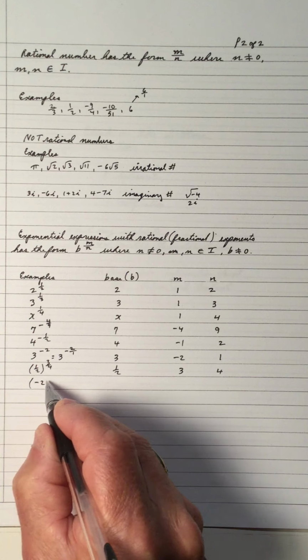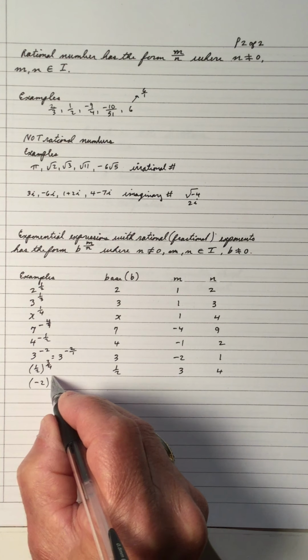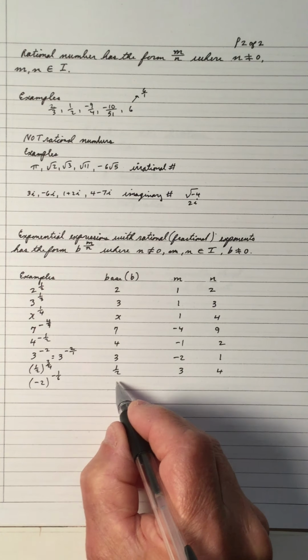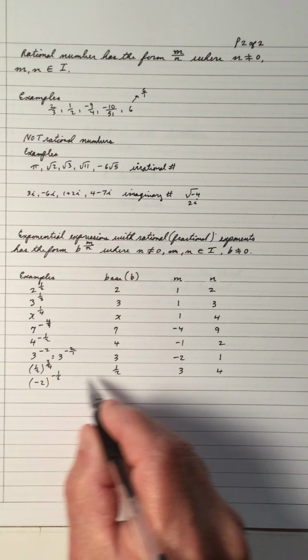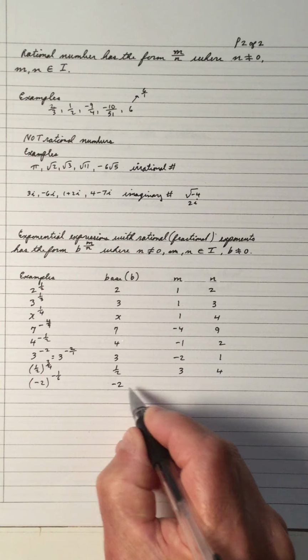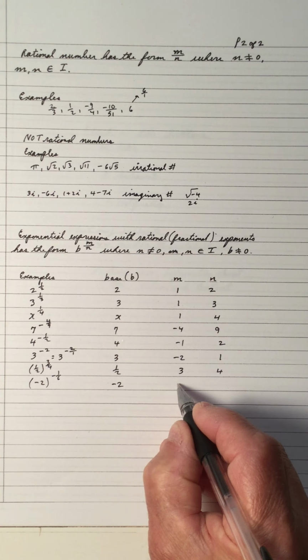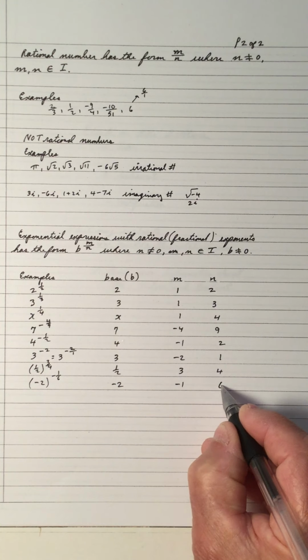Or we could have negative 2 as a base. This is negative 2, all raised to the negative 1/6 power. So the base is negative 2, m is negative 1, n is 6.